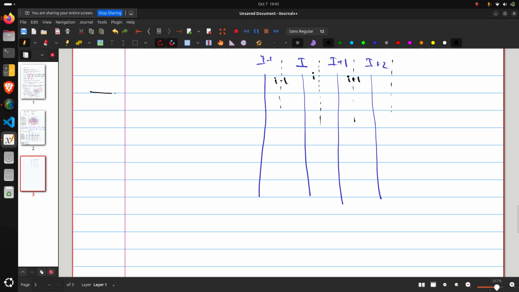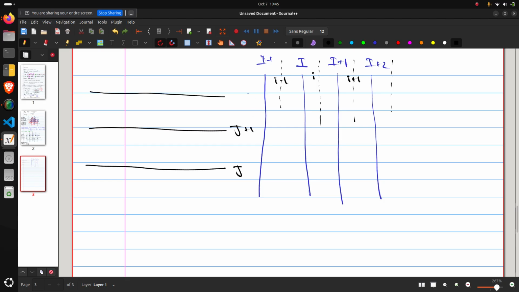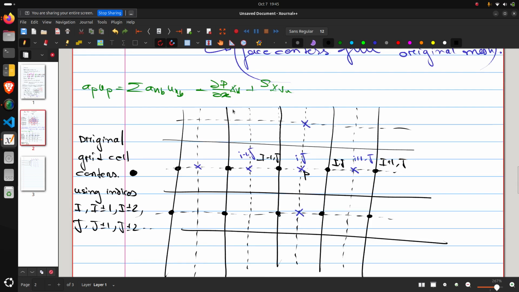And what will happen with the j? So if we see j, this is capital J, this is capital J plus 1, capital J plus 2, and the levels in between will have small j, right? Small j plus 1, all these things. But here, all of these points are in the same vertical level, right?